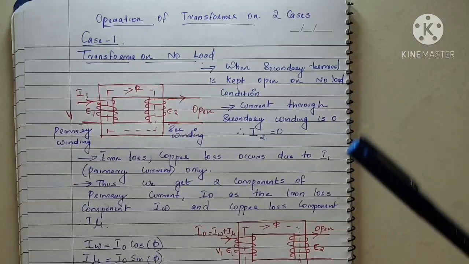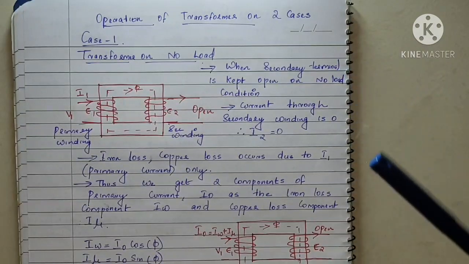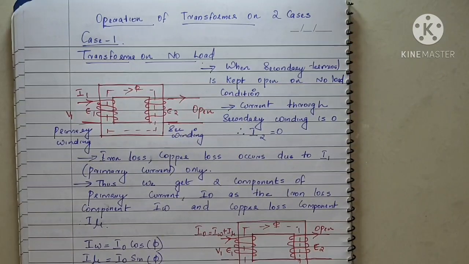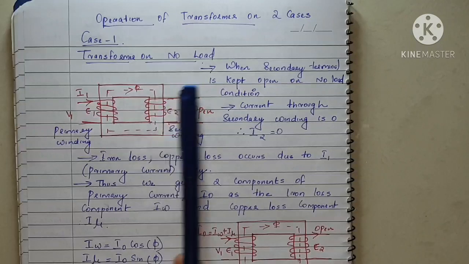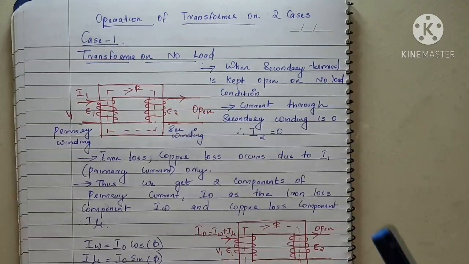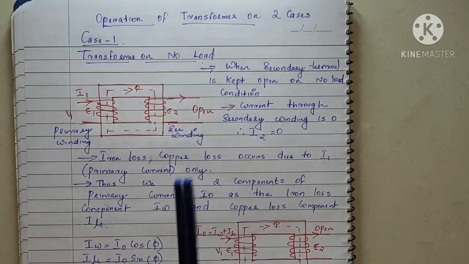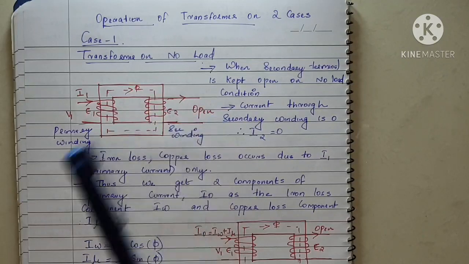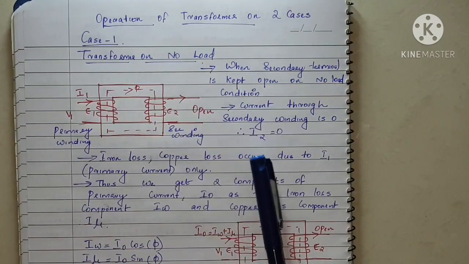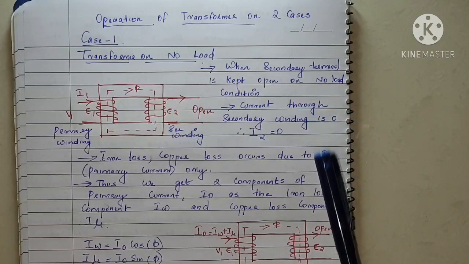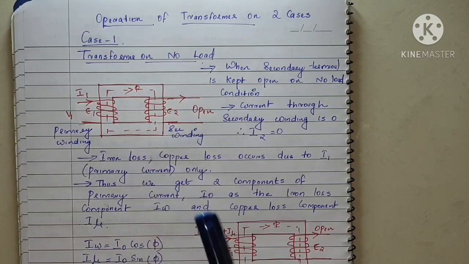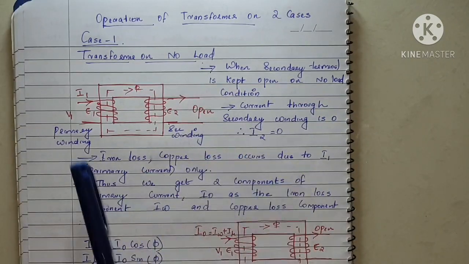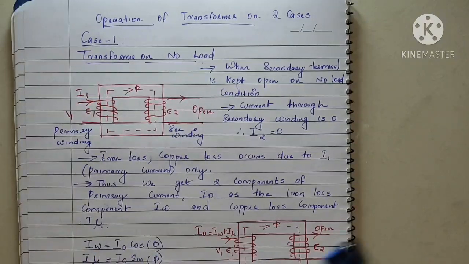Next, we'll discuss the operation of transformer in two cases. In case 1, that is transformer on no load condition. That is, secondary side is kept open on no load condition. So, the current through secondary winding is 0. That is, I2 equal to 0. So, the iron loss as well as copper loss occurs due to I1, that is primary current only.